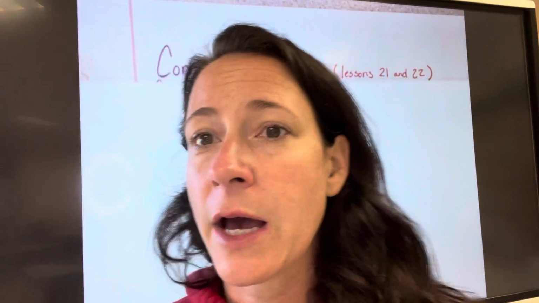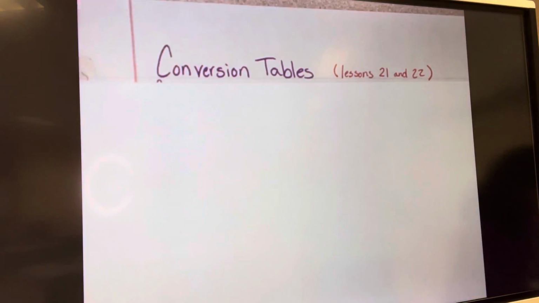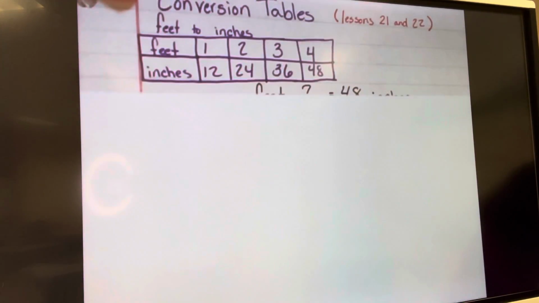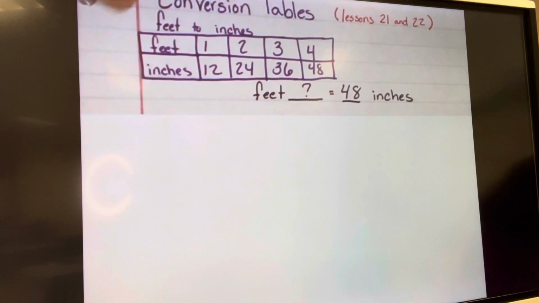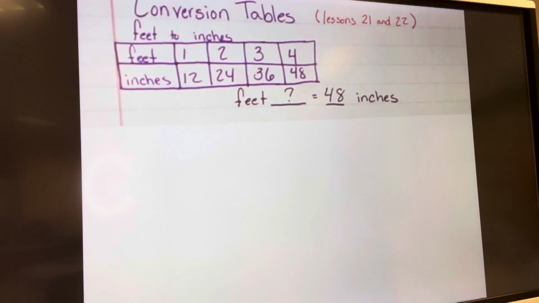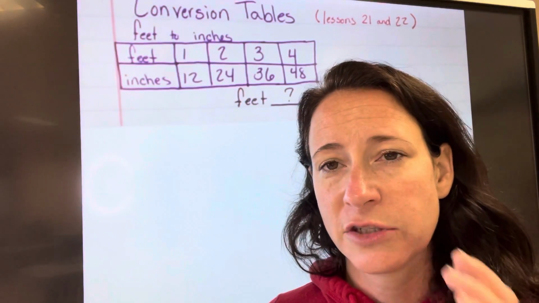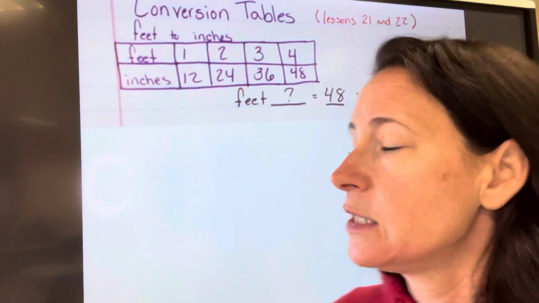All right, so we're back with some more conversion tables, lessons 21 and 22. So let's see what we got. I'm gonna go ahead and put my table up here, and my table is feet to inches. This is like using a ratio table to show measurement conversions.